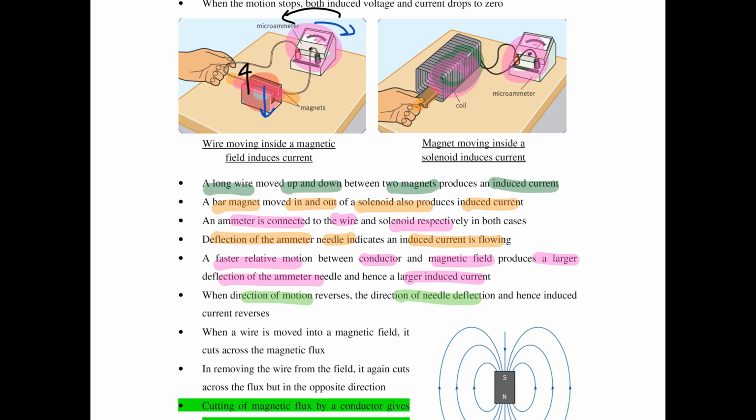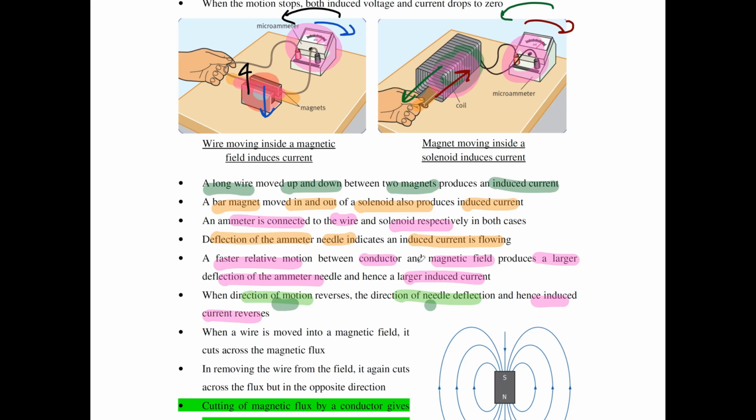The same could also be said when you try to use a magnet and push it in and out of your solenoid. You push your magnet into the core, your deflection goes this way. But then when you pull it out, the deflection goes the other way. So when the direction of your motion reverses, the direction of needle deflection reverses. And this also tells you that the direction of your induced current has actually reversed.